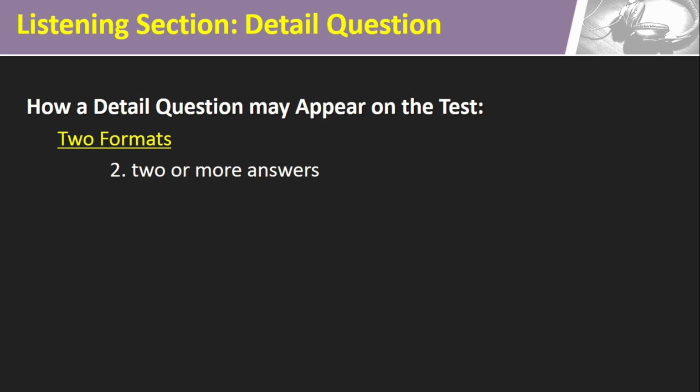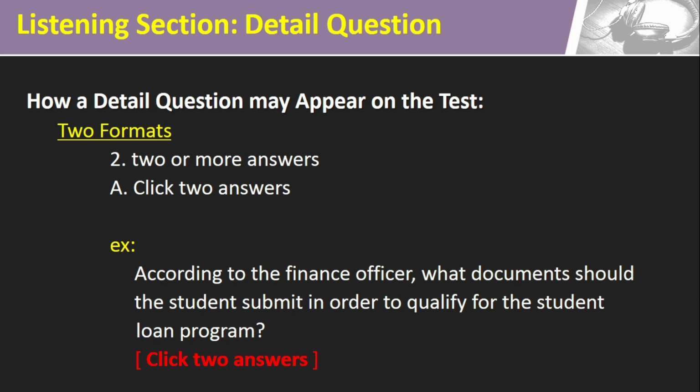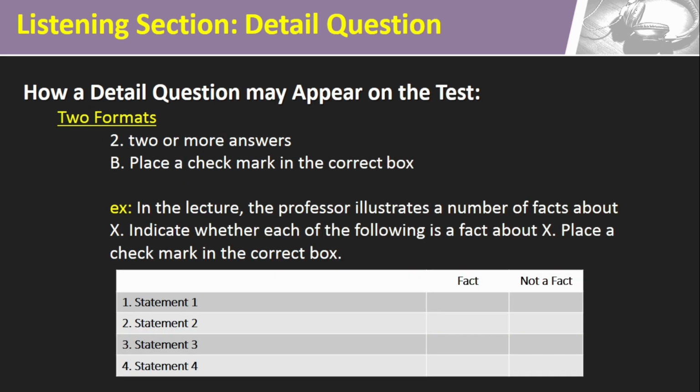And so, the second type of detail question may look like these. According to the finance officer, what documents should the student submit in order to qualify for the student loan program? Click 2 answers. Another type is, in the lecture, the professor illustrates a number of facts about X. Indicate whether each of the following is a fact about X. Place a checkmark in the correct box.